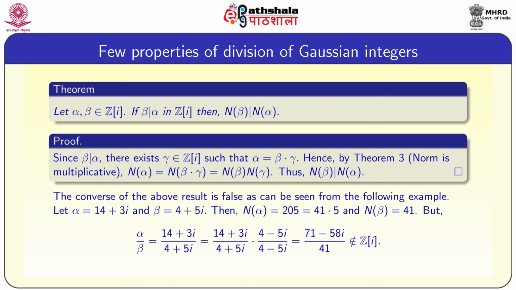But we know that c divides a plus ib if and only if c divides both a as well as b, a result we proved earlier. Here 41 does not divide 71 and 41 does not divide 58. So, this 71 minus 58i by 41 does not belong to Z[i]. So, the converse of the above theorem is not true.